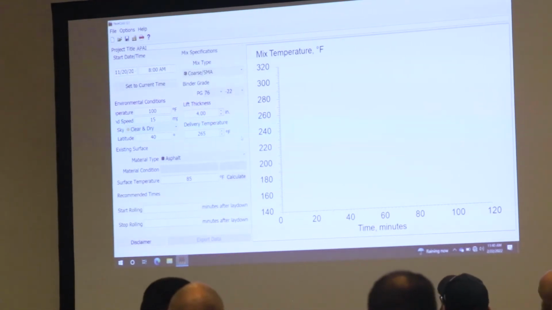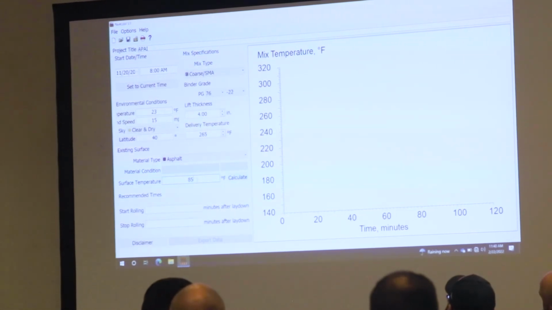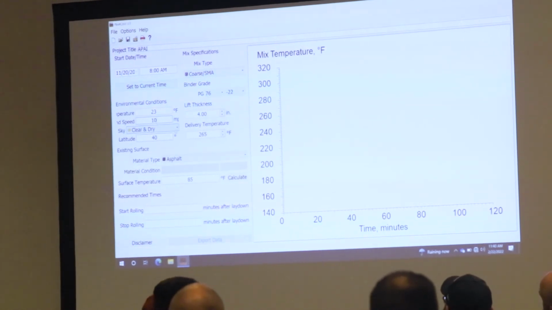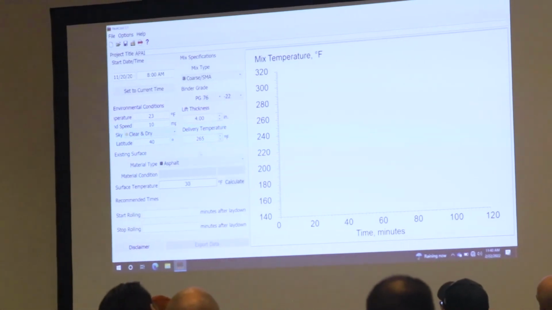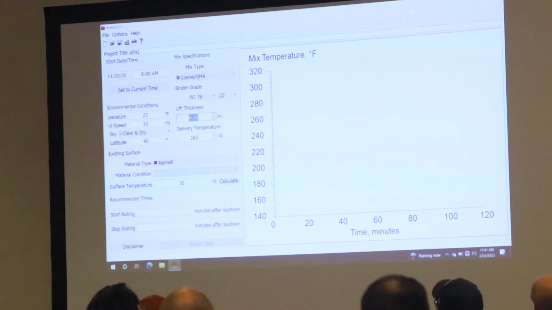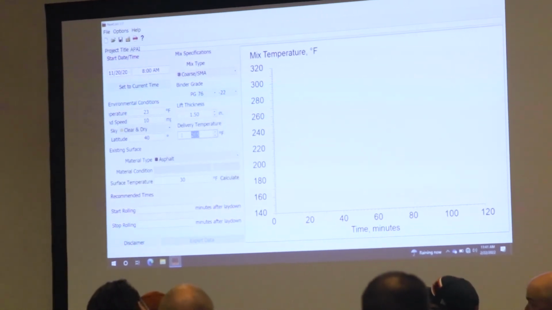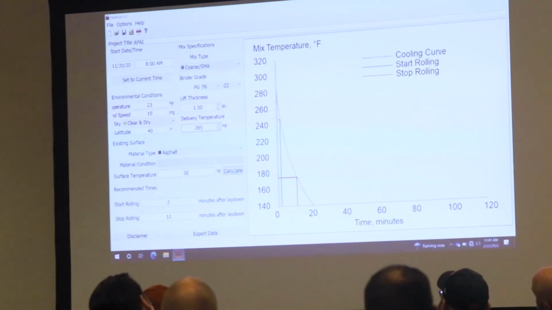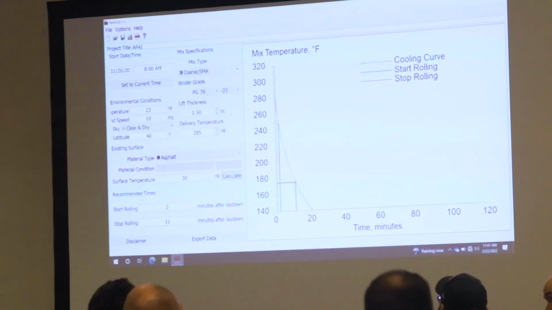And the temperature outside is 23 degrees. The wind speed is 10. The temperature we're laying on, I'll just call it 30. And we are laying 1.5 inches. The delivery temperature, 285. Let's see how long we got. 11 minutes. That was I-70 last November.